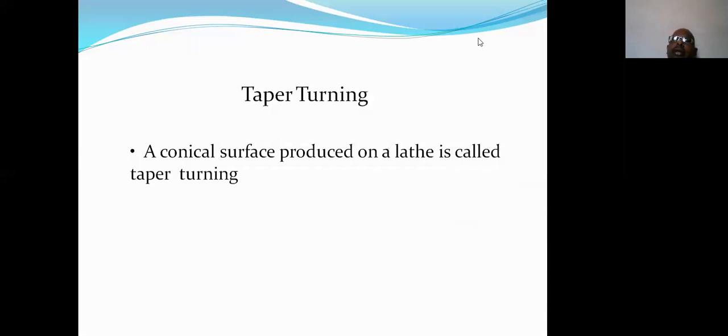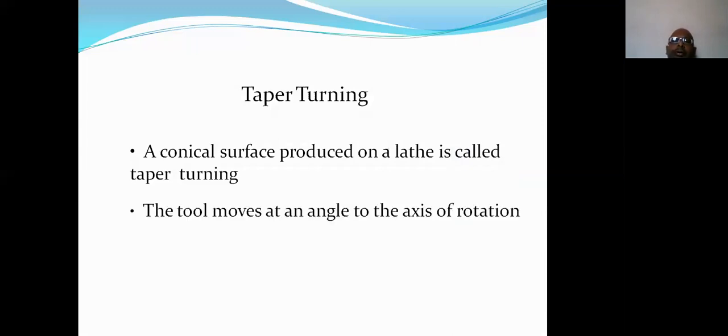So what are the different methods used to convert a cylindrical component into a conical shaped component? The tool moves at an angle to the axis of rotation. Methods of taper turning are very, very important. In the previous class, we discussed how taper turning is produced, but we did not discuss the methods of taper turning at that time.